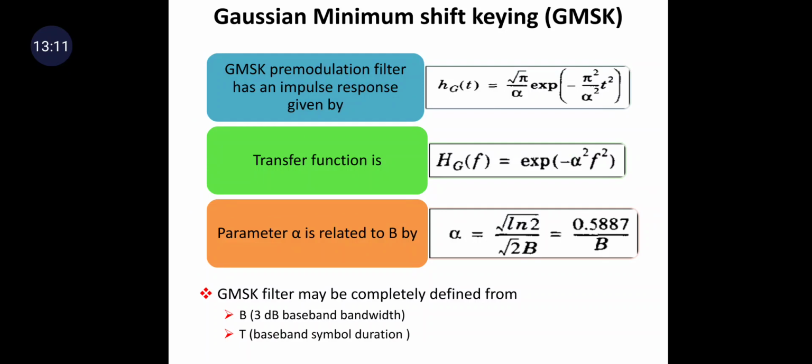So these expressions indicate, the first one, the impulse response of the pre-modulation filter. It is denoted by hg of t. And then the transfer function of the same filter is given. It is denoted by capital Hg of f. And here the parameter we have is alpha. Alpha is related to the bandwidth B by the third equation, that is alpha is equal to root of ln 2 divided by root 2 into B. It is nothing but 0.5887 divided by B. So the GMSK filter may be completely defined from two parameters. One is B, that is the 3 dB baseband bandwidth, and the second parameter is T, the baseband symbol duration.